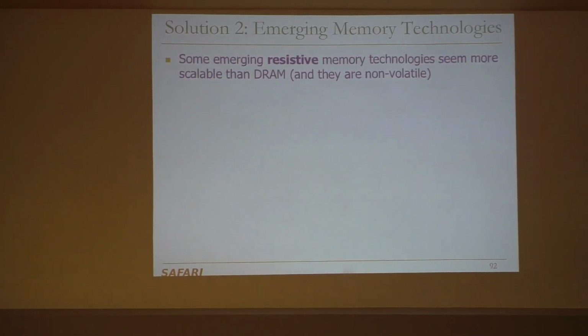The second solution direction, which we're not going to cover a lot, and I'll spend a little bit of time over here, is emerging memory technologies. There are some emerging memory technologies that seem more scalable than DRAM, and we know that they're more scalable. You can reduce the size of the cell and the current scale nicely. Also they're non-volatile, and they're more scalable because they're resistive. They're not relying on charge. They're really relying on resistance to store the value.